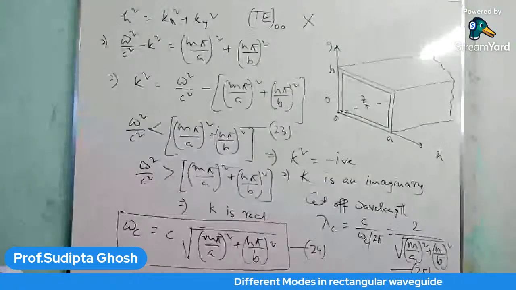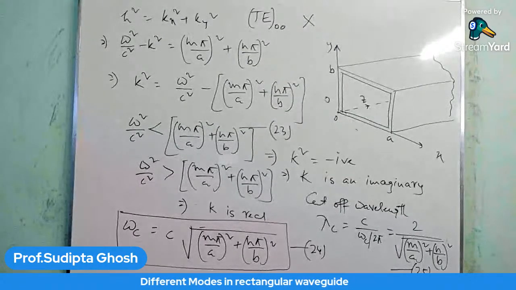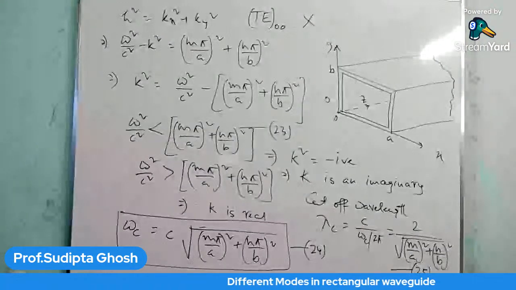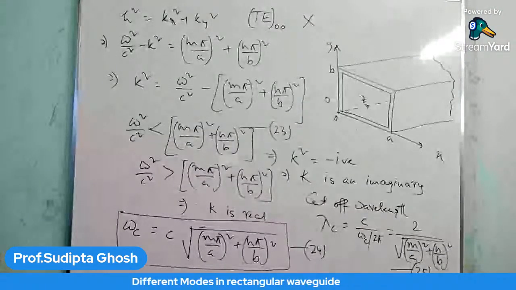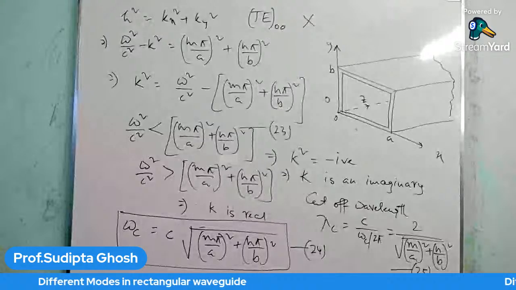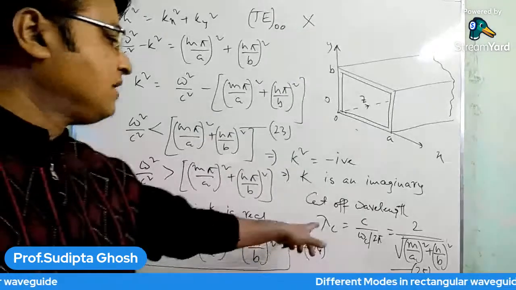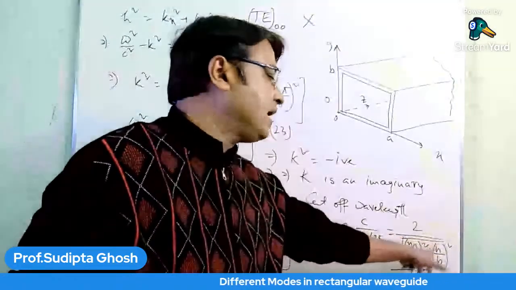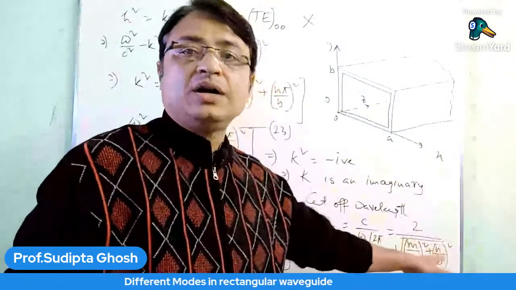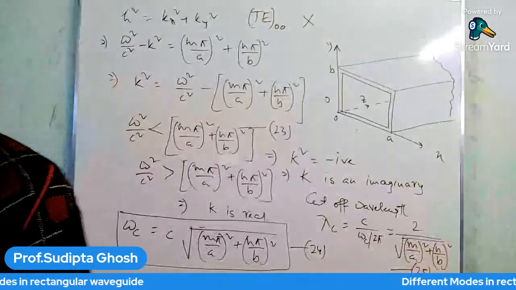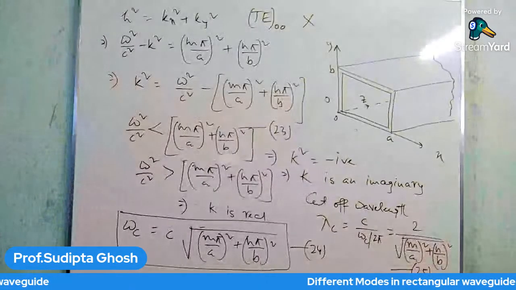Okay, now let's put the value m equals 0 and n equals 1. What do we have for m equals 0 and n equals 1? If we put m equals 0 and n equals 1, we have lambda c equals square root of n by b square, or it will be twice b. N equals 1, so it will be lambda c 0 1.